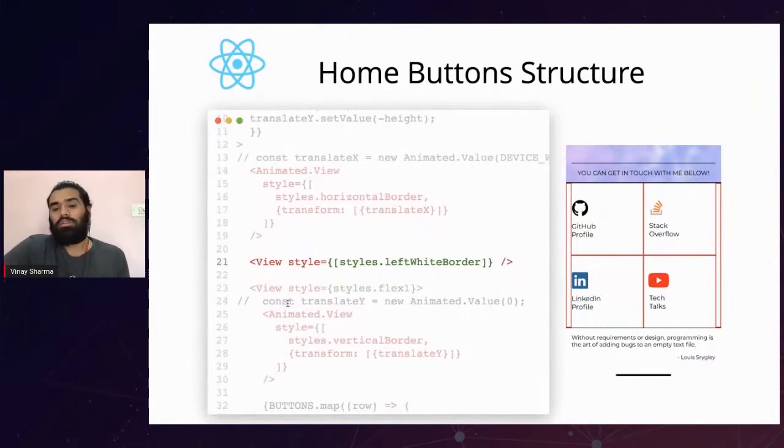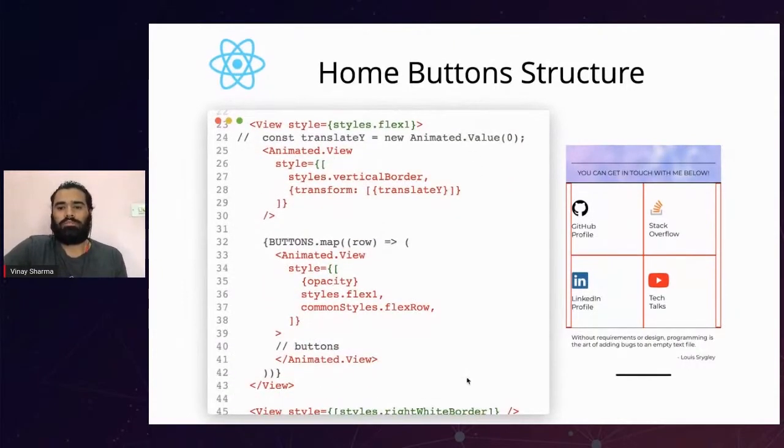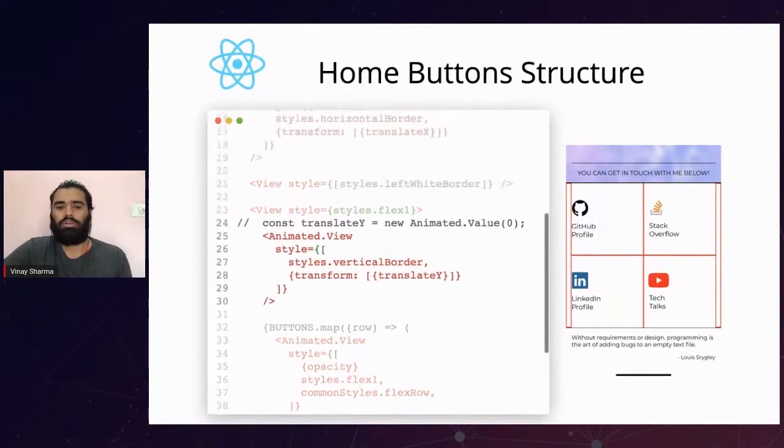I'm not really using any kind of margins or padding on this button view. If I provide any margin or padding, then when this view slides in from the left, it will be visible in this area. So to avoid that, I've added this left border and this right border, to make the user feel like there's actually some padding over here, whereas it's actually not. Coming on to this, over here we have the vertical border.